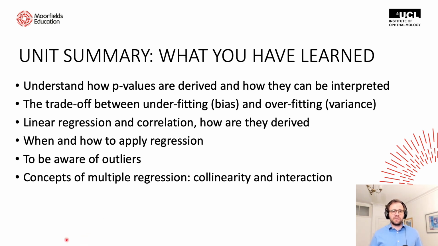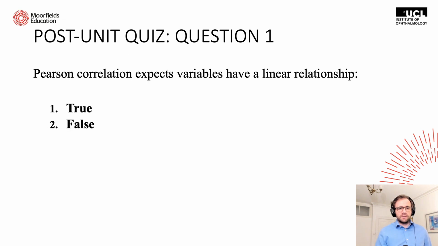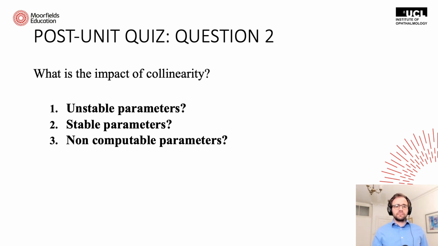And next, we're going to go to the quiz. This post-unit quiz, question 1. Pearson correlation expects variables to have a linear relationship. Is that true or false? Question 2. What is the impact of collinearity? Is it unstable parameters? Is it stable parameters? Is it non-computable parameters?